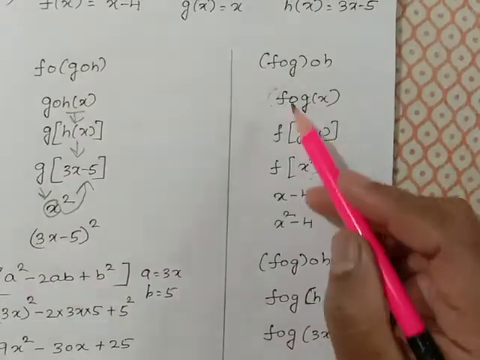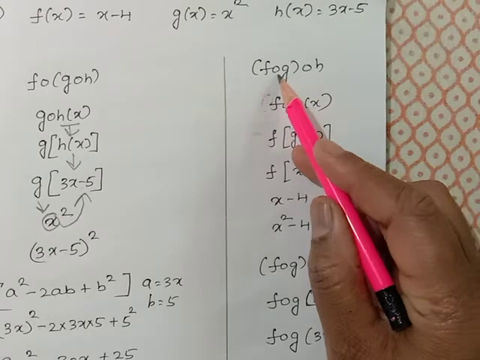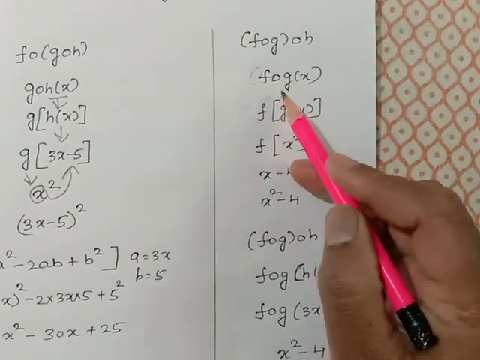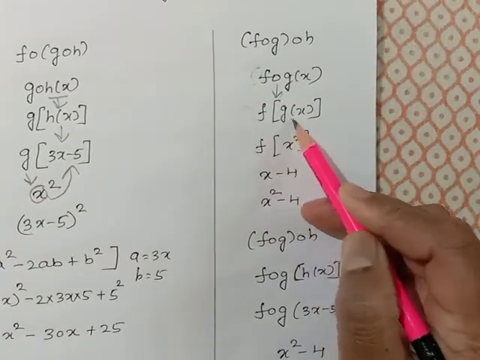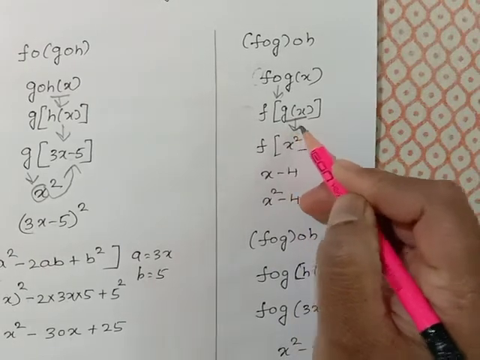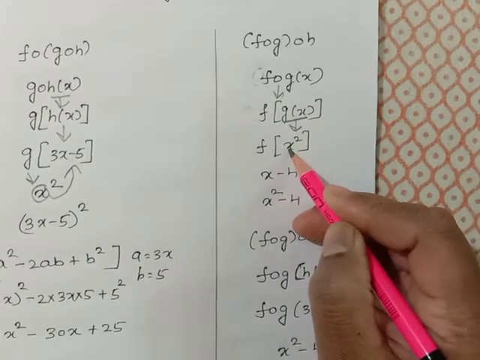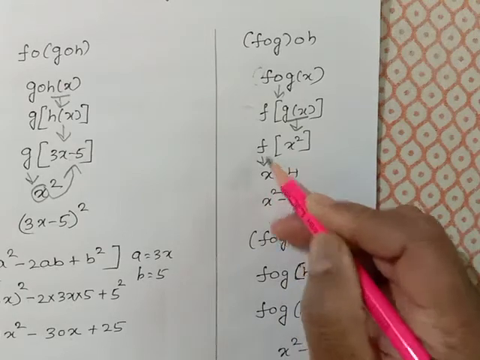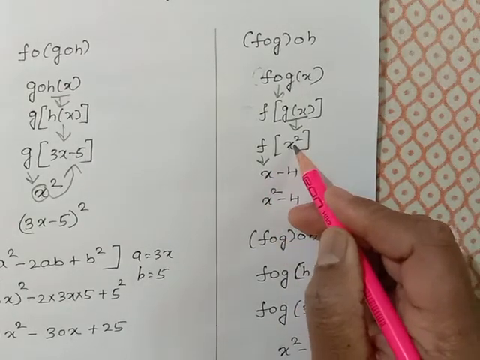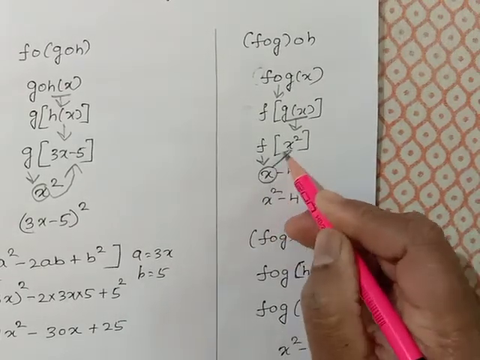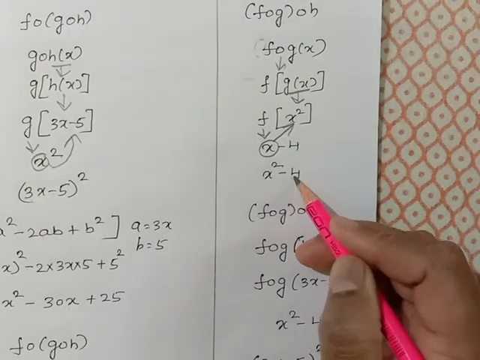Now coming to the other side, f of g of h. First we'll find f of g of x. Now let us write the inner value. G of x is x square given in the question. Now let us write the outer value. Let the inner value be as it is, but in the place of x we have to write x square. So x square minus 4.